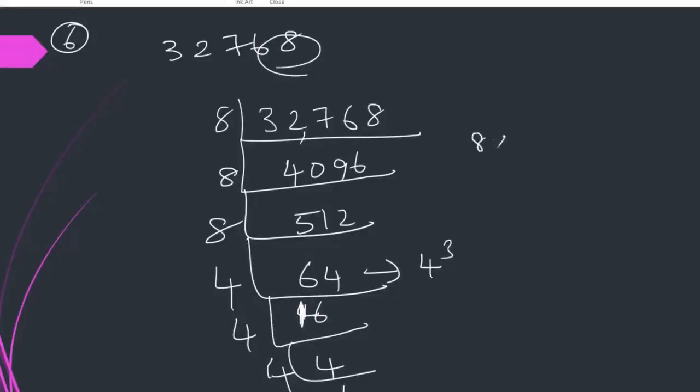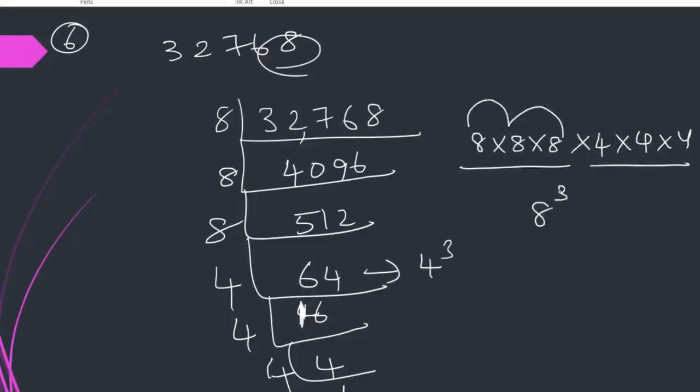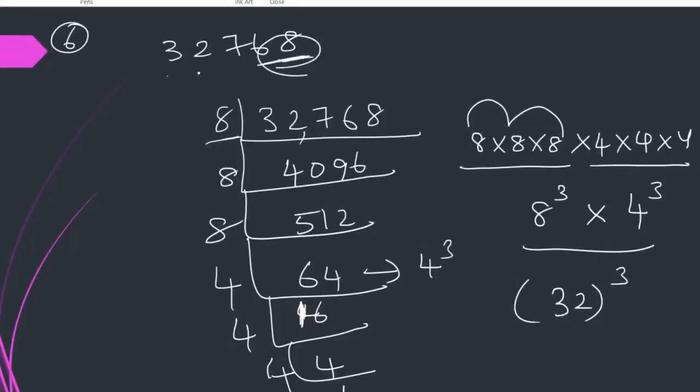Now what numbers do I have? 8 into 8 into 8 into 4 into 4 into 4. So I can write it as 8 cube, since 8 is repeating 3 times, and 4 cube, since 4 is repeating 3 times. Just multiply, it is 32 cube. Why am I taking the 8 table? Because the last digit is even and it is a bigger number. Suppose it does not go with 8, just take the 4 table or 2 table. That's all. So like this you solve the sum.